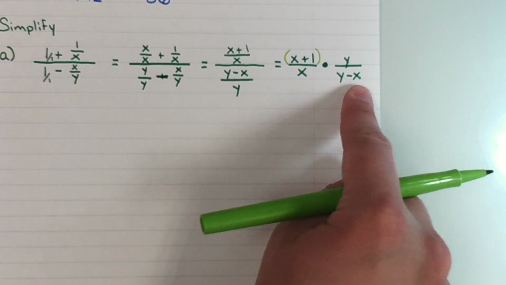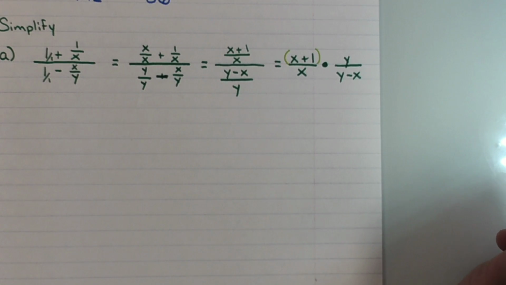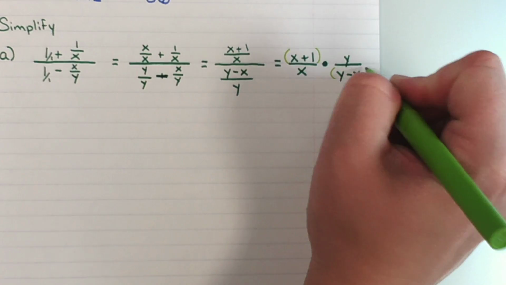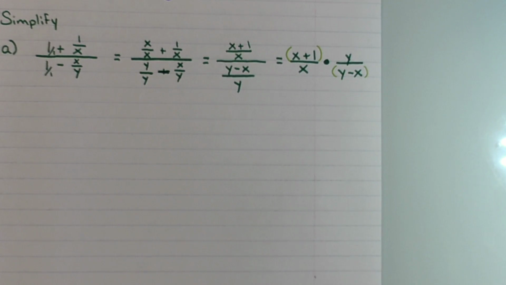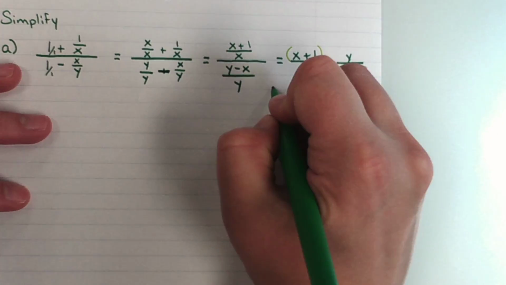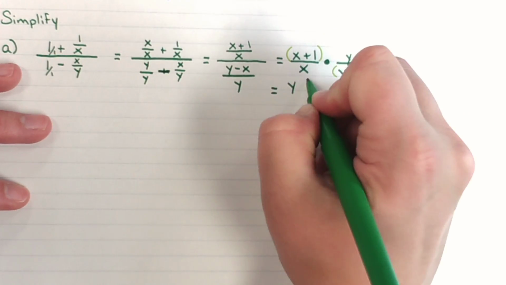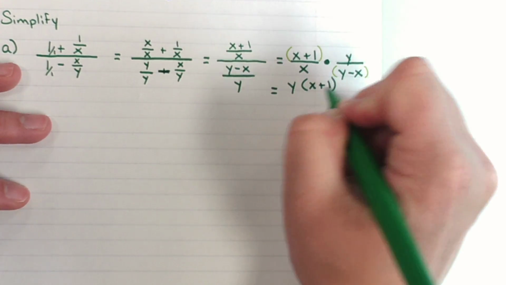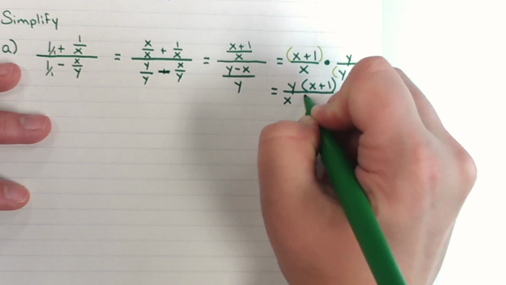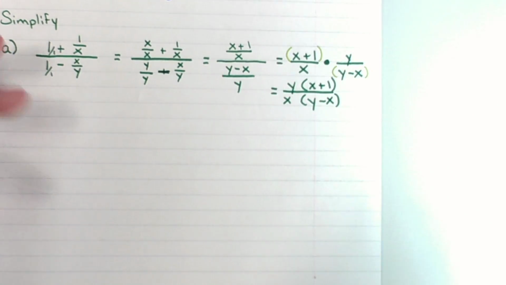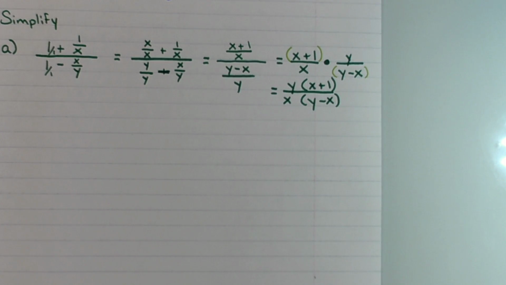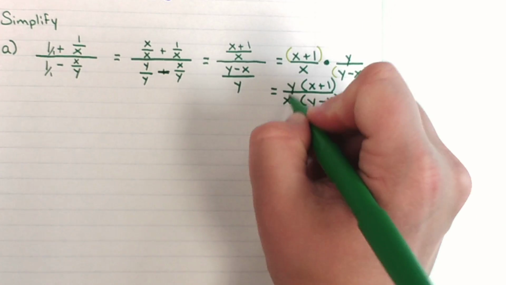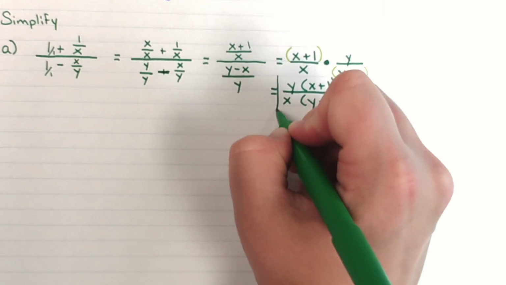X doesn't factor. Y minus x, can I factor that? No, it's in parentheses. Multiply fractions straight across. Remember to put monomials first. I get y and an x plus 1 over x. And a y minus x. Is anything going to simplify? It's already fully factored. The y and the x do not simplify. Those aren't the same. That's it.